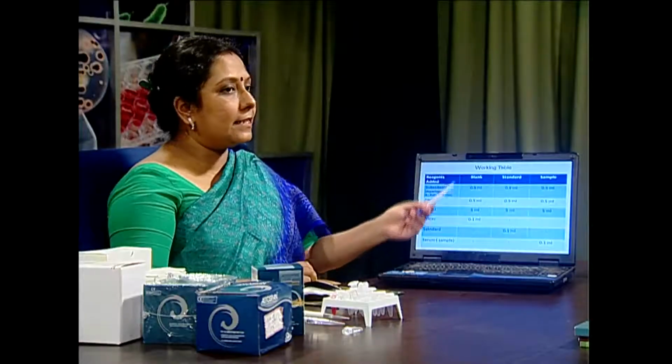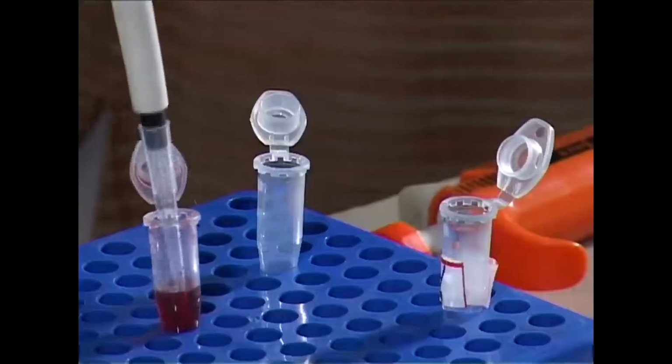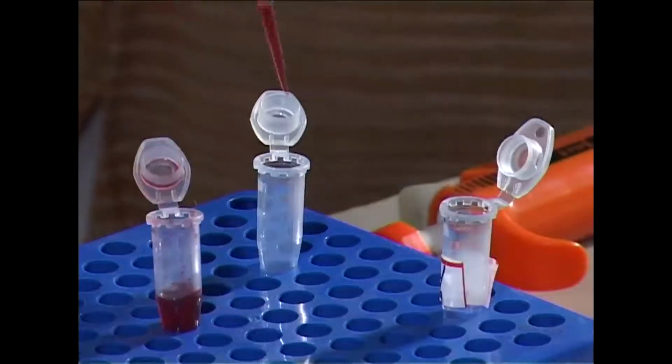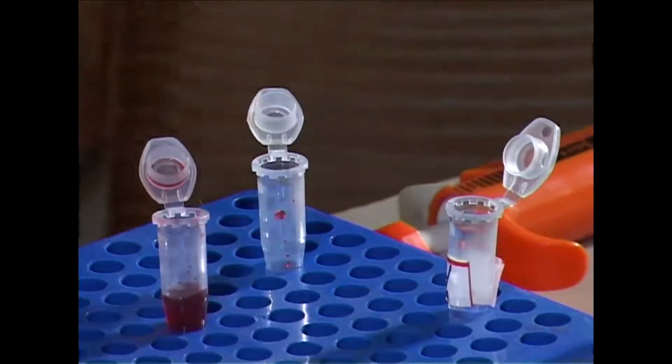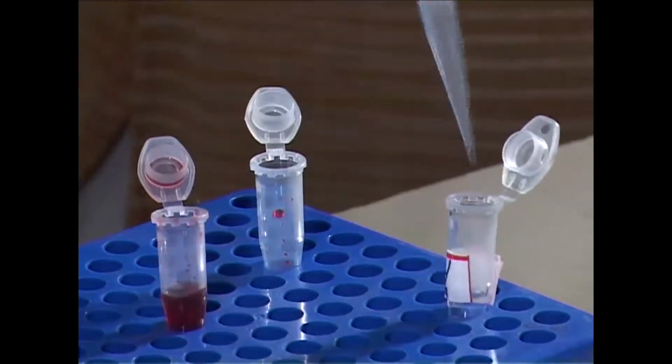So, this working table shows you how much substrate will be added, how much DNPH and NaOH, because the presence of NaOH will help to produce the red coloration. And you know that the blank is always made with water.